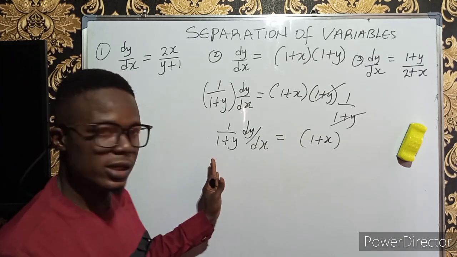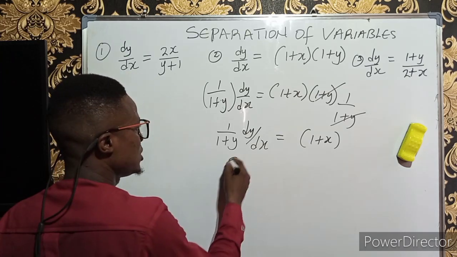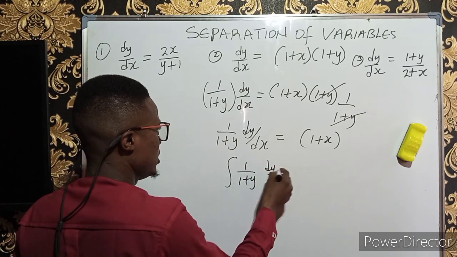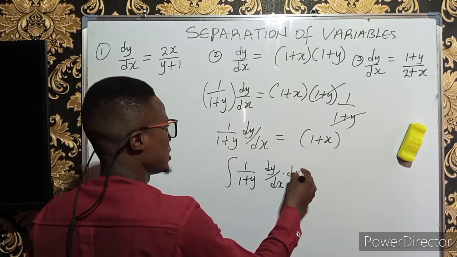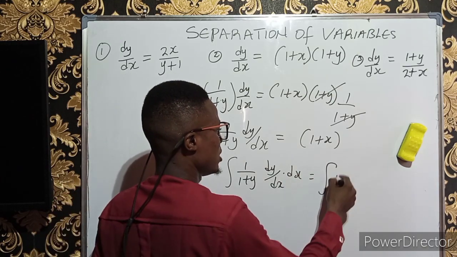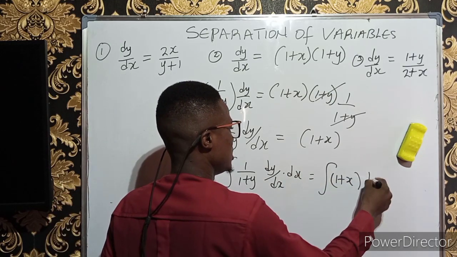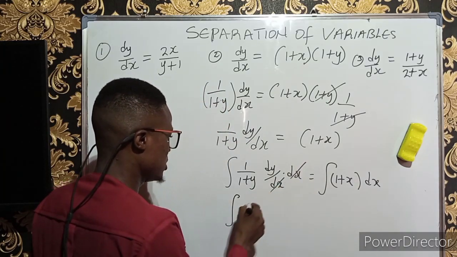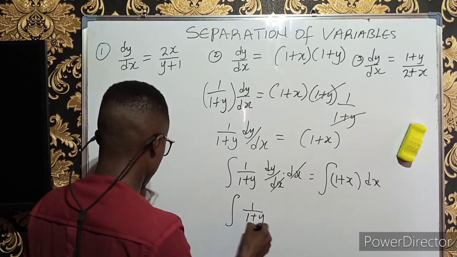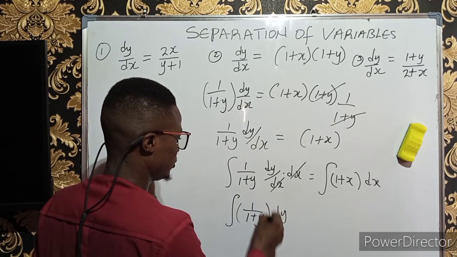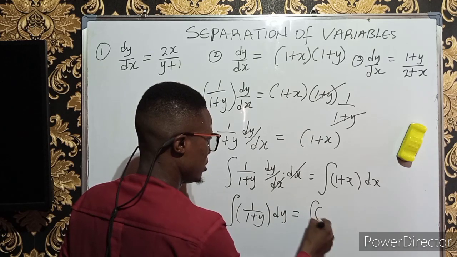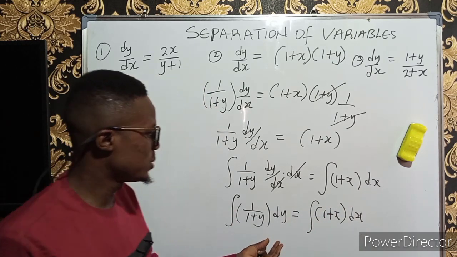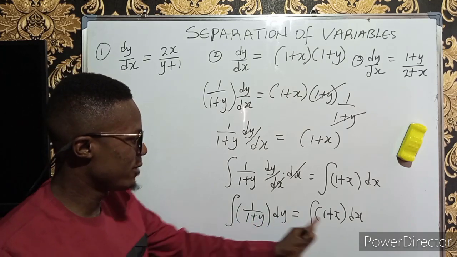Now I'll integrate both sides with respect to x. So I have the integral of 1 over 1 plus y dy over dx equals the integral of 1 plus x dx. So that the dx cancels out, we are left with the integral of 1 over 1 plus y dy equals the integral of 1 plus x dx. Okay, so the variables have been carefully separated. We have y here, we have x here.